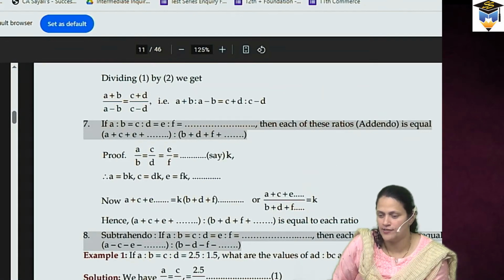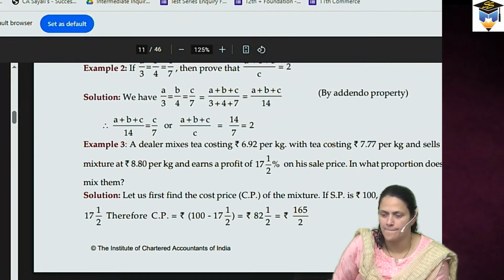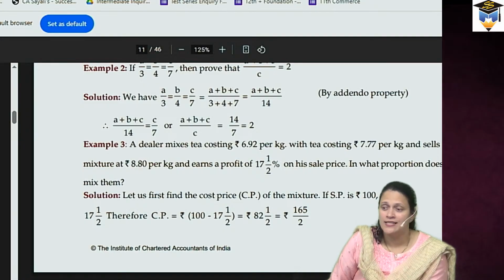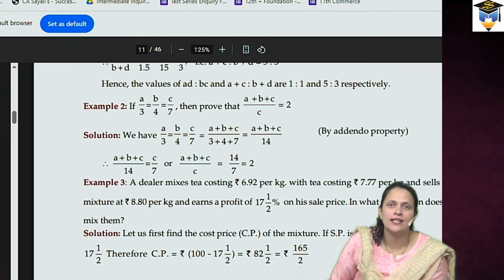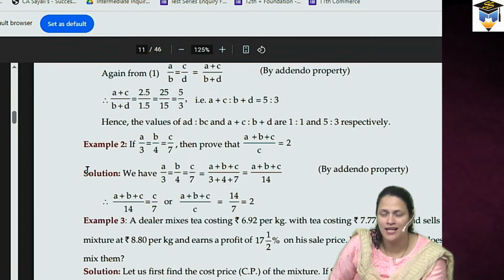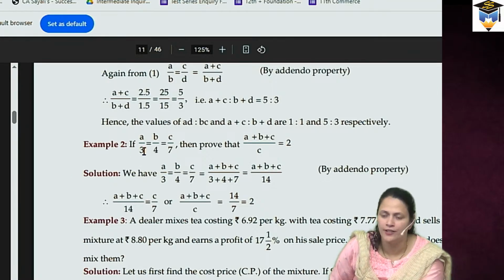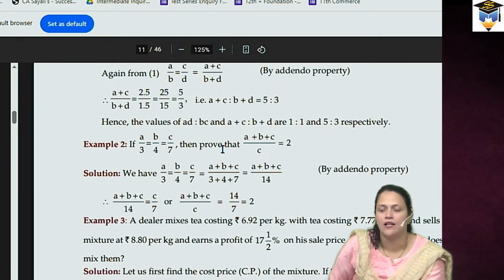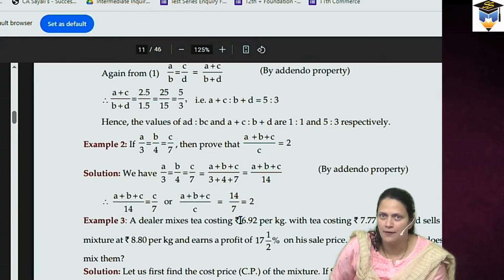Okay, now let us see example number 2 that is given in the module. This is very, very, very important. This has been asked a lot of times. Write down example number 2 which they have given over here. A upon 3 is equal to B upon 4 is equal to C upon 7. We have to prove that A plus B plus C upon C is equal to 2. Now first step, just check.